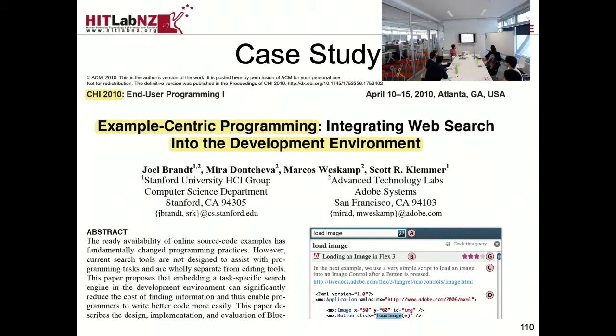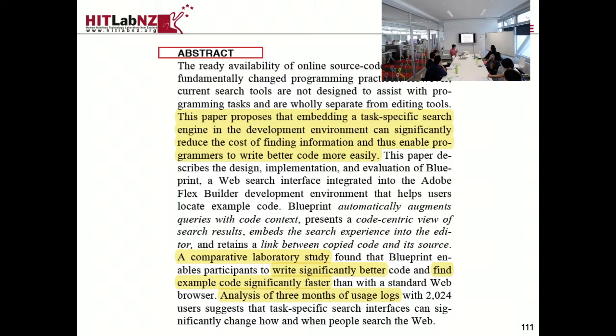And then the other title is Integrating Web Search into the Development Environment. So this is not for the general public, but only for developers, when they are doing their actual programming. And then in the abstract, I could find that this paper proposed embedding a task-specific search engine in the development environment, which is the same as the title, and it can significantly reduce the cost. That is their measurement. But I still don't know what the cost is, right? But that's fine because this is just the abstract.